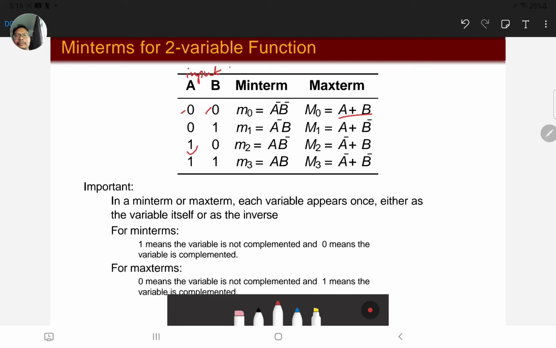For example, if the input is 10, then our min term is A B bar, because B bar here is 0. But on the other side, for the max term, if it's 0 there is no bar. Only if it's a 1, then there is a bar. So the max term is A bar plus B. And for 1 1, it is A bar plus B bar, because both are 1.